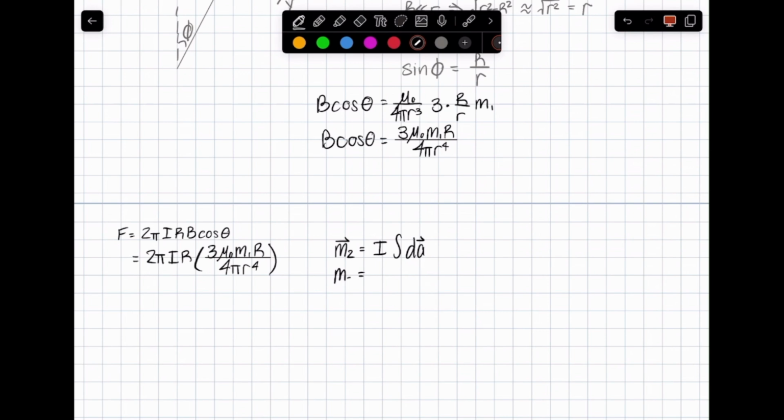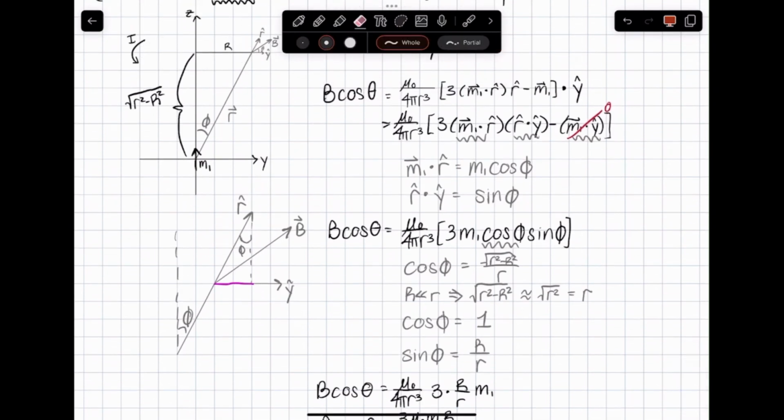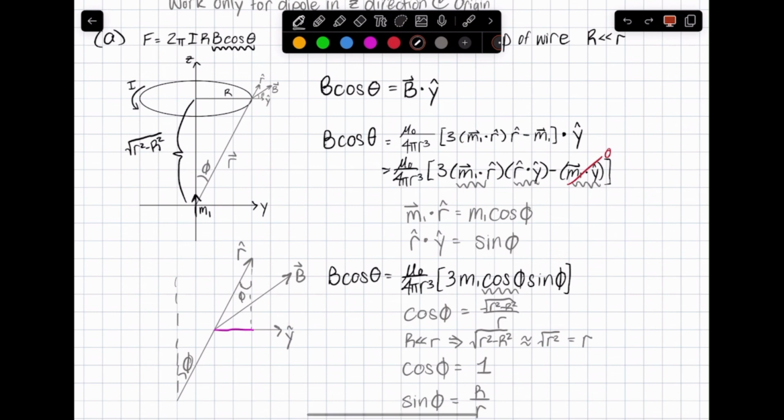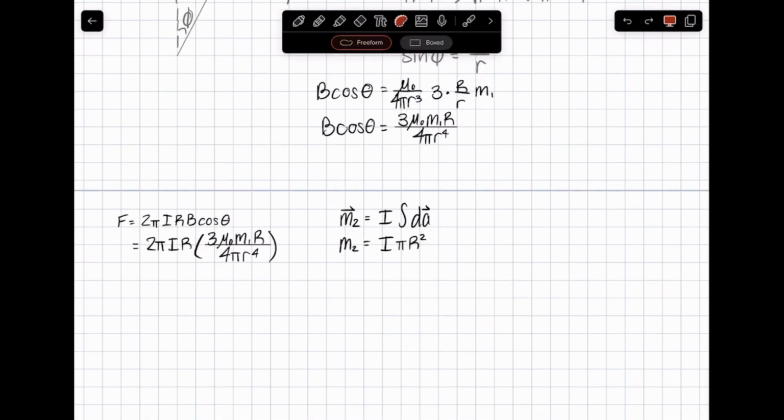If we want to write the magnitude of this, we get I pi big R squared, right? Because the integral of dA is going to equal the area of the loop here. So that's where we get the pi R squared. That little definition there is going to help us break down our force equation.